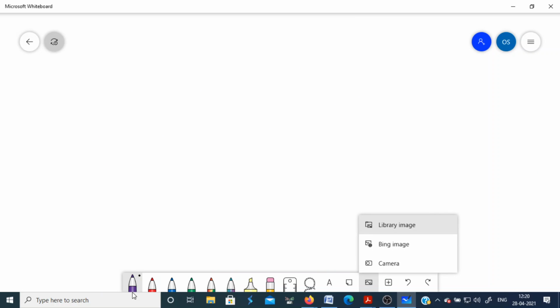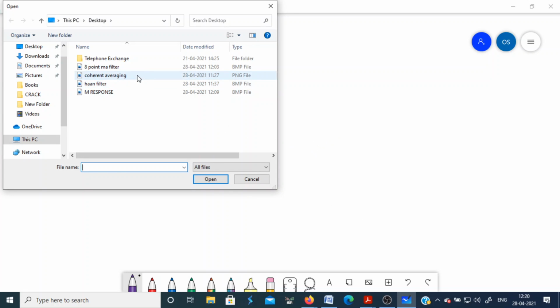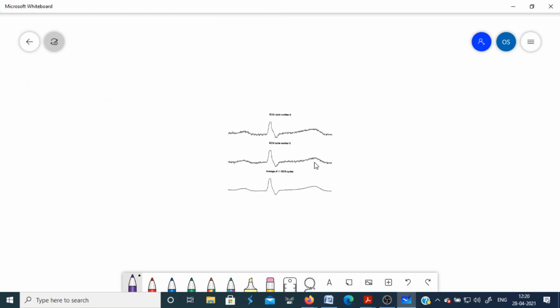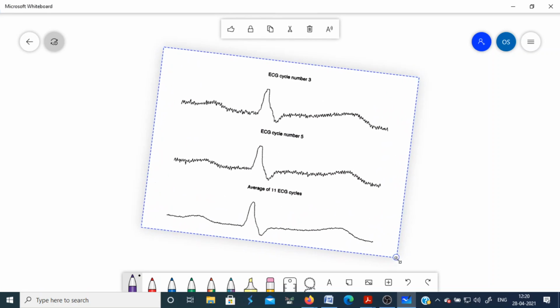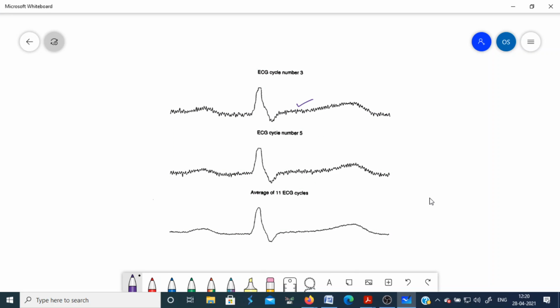Let me show you one example. See, this is an ECG signal with random noise. This is shown as cycle number 3, which means the third measurement. Then you measure again after some time; this is the fifth measurement, ECG cycle number 5. Similarly, you have cycle 1, cycle 2, up to, suppose, 11 cycles. Only two cycles are shown here, cycle number 5 and cycle number 3.